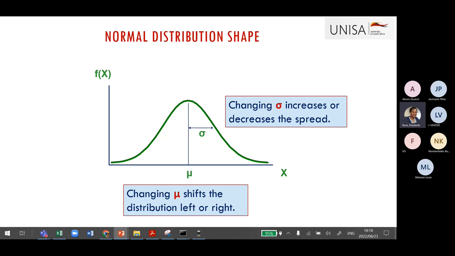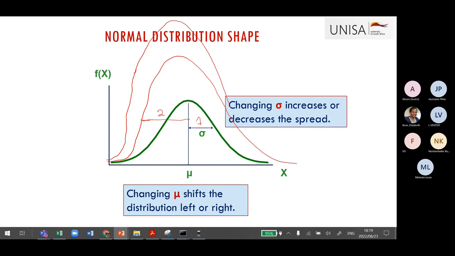So if this is one standard deviation, because we said a normal distribution is one standard deviation away from the mean, in another graph, if we have two standard deviations, it will look somewhat like that, because the distance between the mean and the outside of the curve of this red will be two standard deviations. And if it moves again, it might look like this, because then the distance also, you can see that it has increased by X amount.